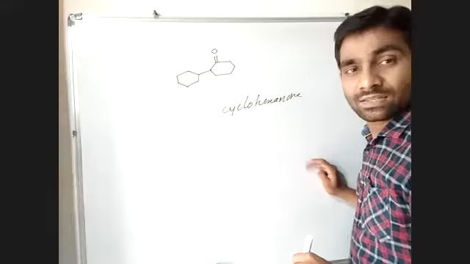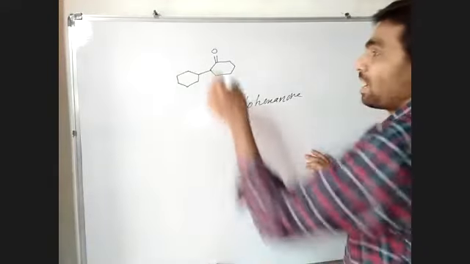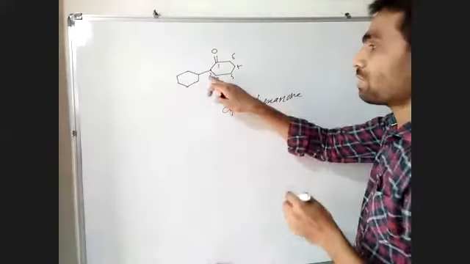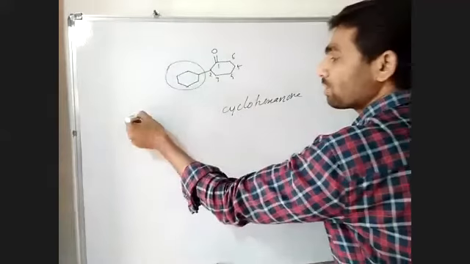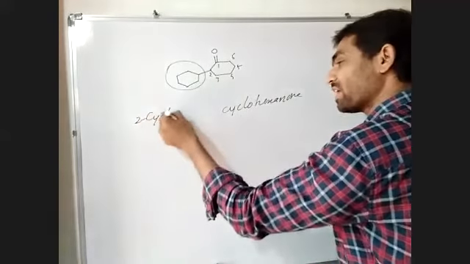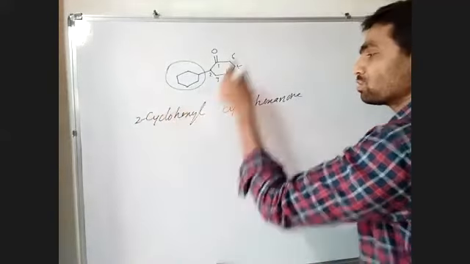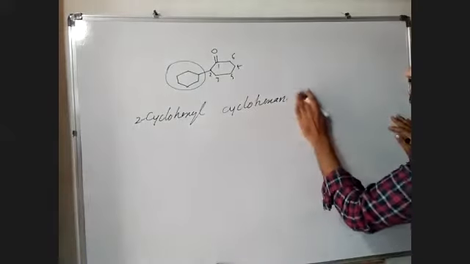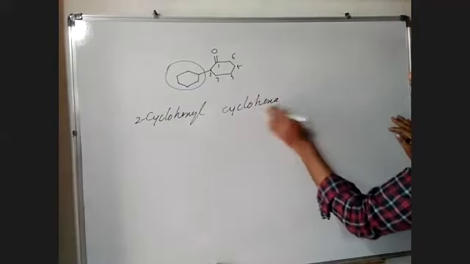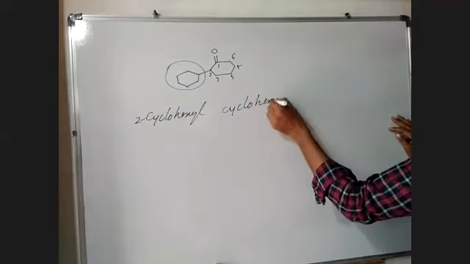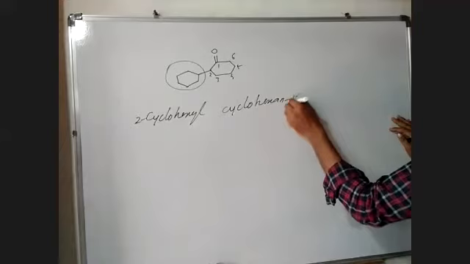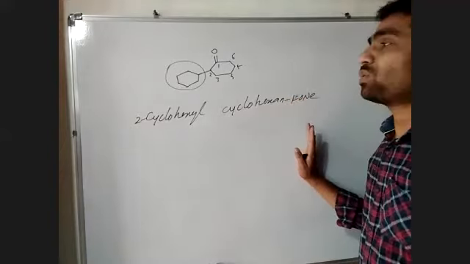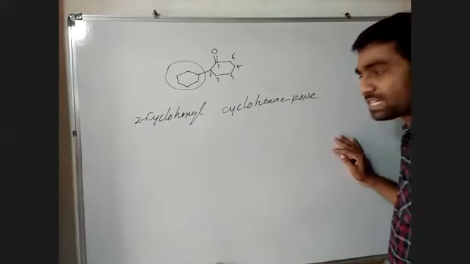And numbering, give numbering. So at the second position there is a ring, that is cyclohexyl. So we can write 2-cyclohexyl. Write the position of the ketone. So I can write 2-cyclohexylcyclohexan-1-one. That's all, that is the correct IUPAC name. Let us try this one.